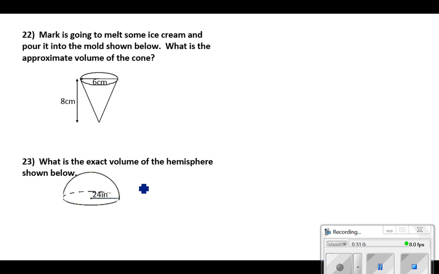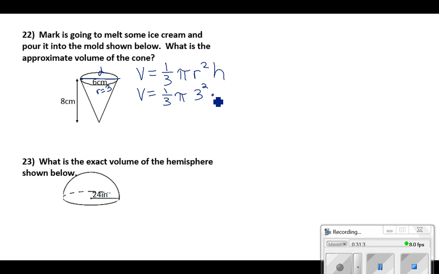Question 22. Mark is going to melt some ice cream and pour it into the mold shown below. What is the approximate volume of the cone? So we're looking at the cone, and we have our measurements. We're going to start by writing the formula again. V equals 1/3 pi r squared h. So we're given the diameter, which is all the way across. So that means the radius would be half of 6, which is 3.